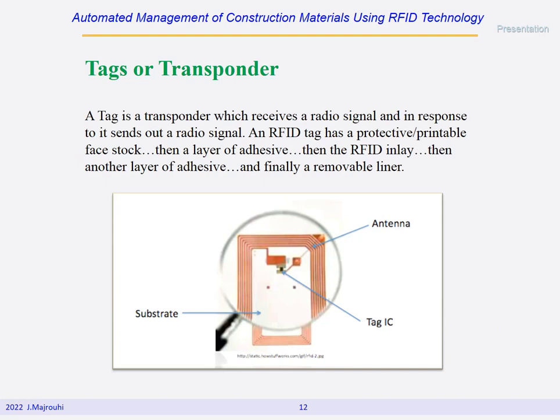The first component is a tag, which is a transponder which receives a radio signal and in response to it sends out a radio signal. An RFID tag has a protective printable face stock, then a layer of adhesive, then the RFID inlay, then another layer of adhesive, and finally a removable liner.